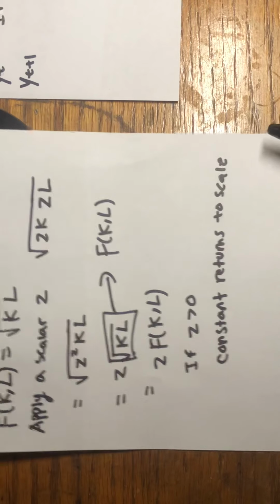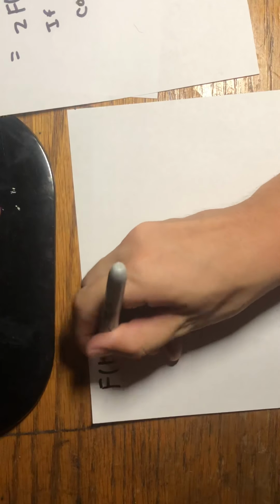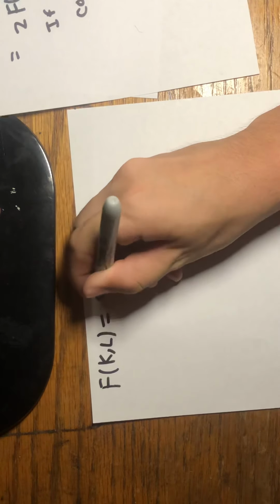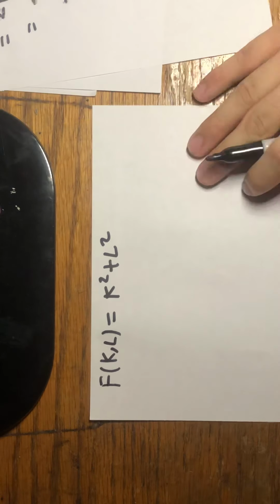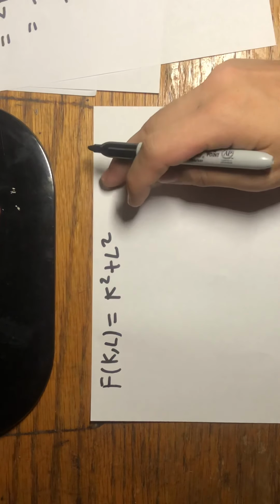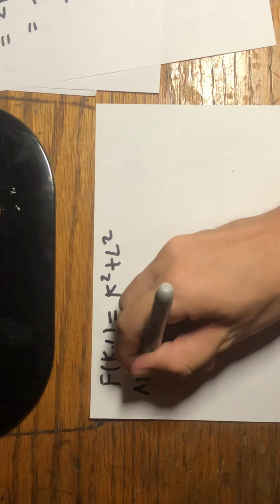Let's do one more example. One more example over here. Now, if we had something where f of K, L is equal to K squared plus L squared, let's apply our scalar Z.